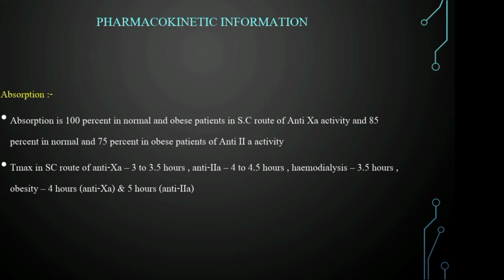Now coming to the pharmacokinetic information. First of all, pharmacokinetics means what the body does to the drug. In pharmacokinetics, there are actually four parameters: A, D, M, E. A for absorption, D for distribution, M for metabolism, E for excretion. So absorption is actually 100% in normal patients and obese patients if this is given by the subcutaneous route.